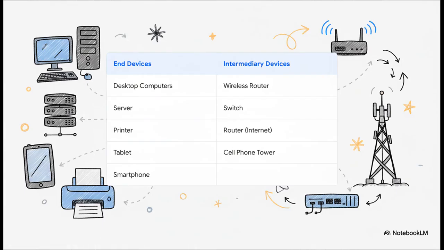All right, ready? How did you do? The end devices are all the ones creating or using the information: the computers, the server, the printer, the tablet, and smartphone. And the intermediary devices are those traffic directors in the middle: the wireless router, the switch, the main router, and the cell tower. If you got that right, you've totally grasped a fundamental concept of networking. Nice work.